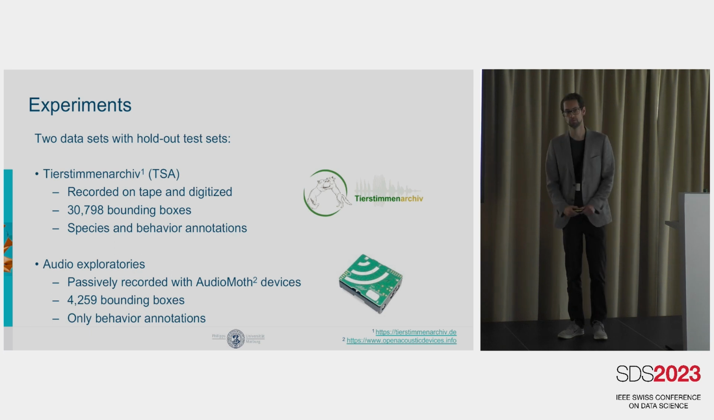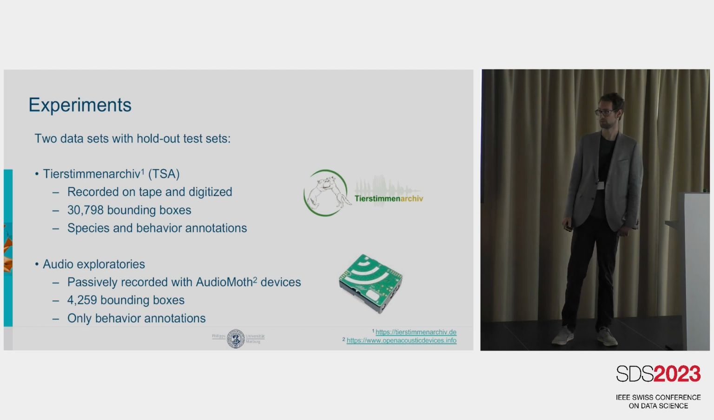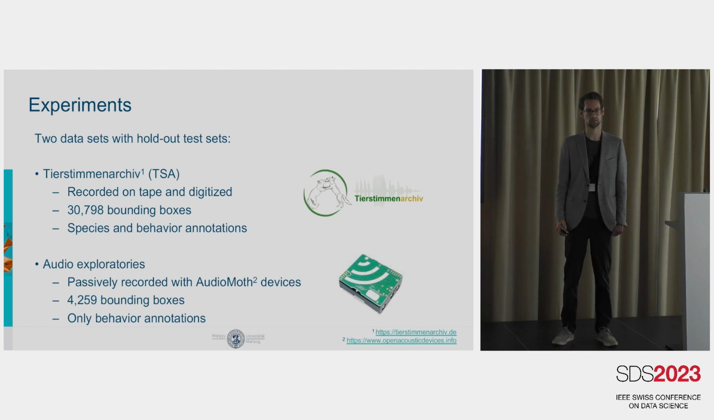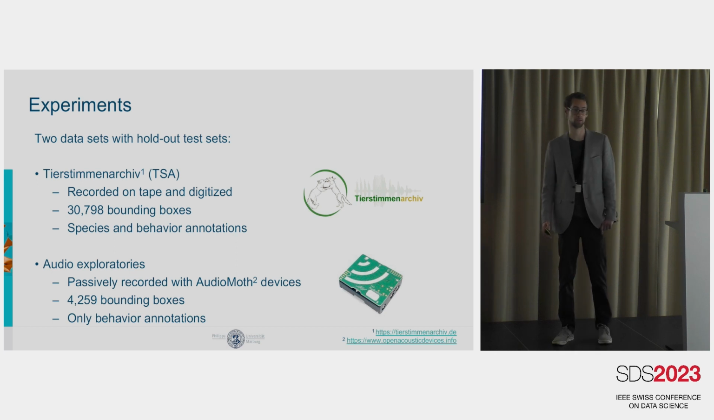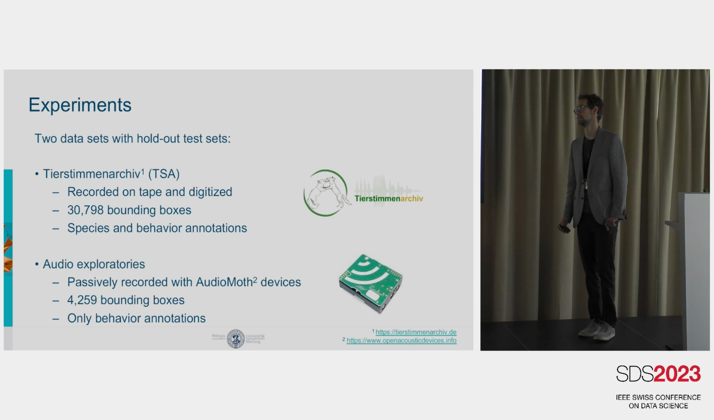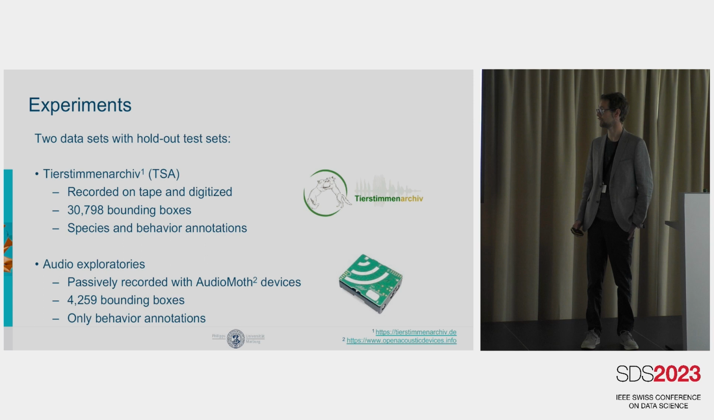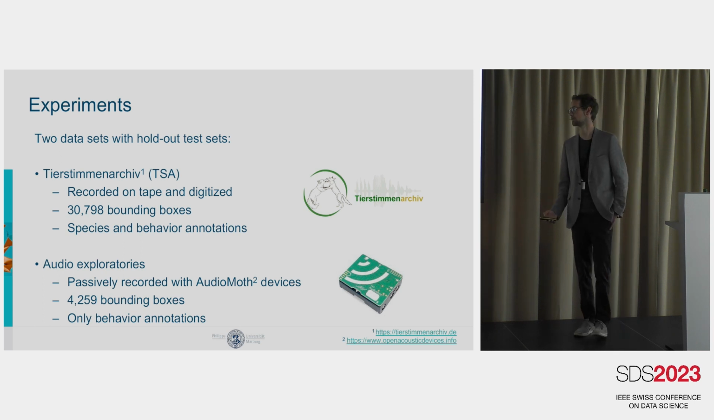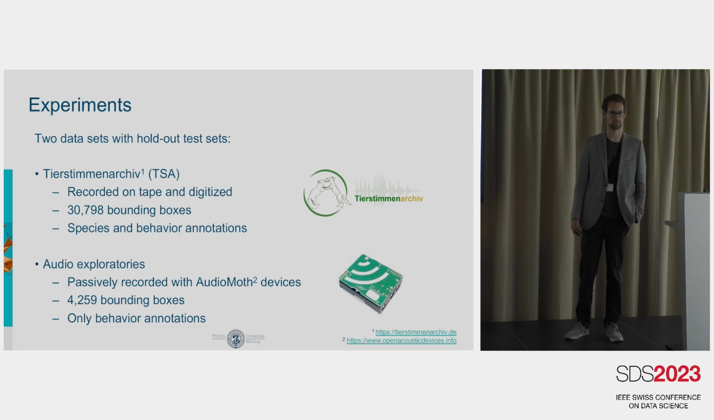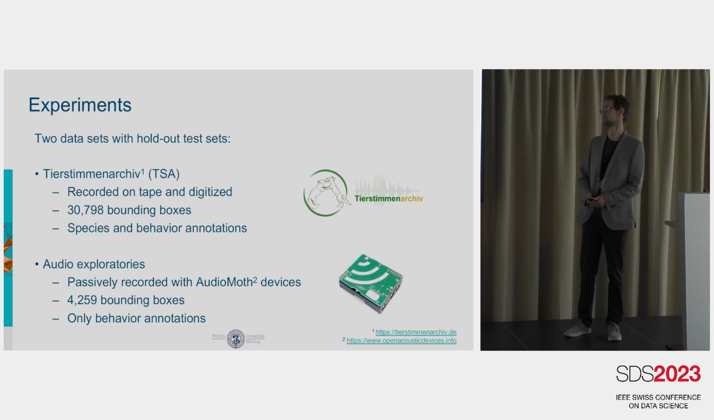In our experiments, we use 2 data sets. The first one is by the Tierstimmenarchiv from Berlin, which is a huge collection of animal sounds. The bat data we used was recorded on tape originally and later digitized. It also comes with notes made by the recordist about his recordings. Based on these notes, we annotated almost 31,000 bounding boxes, and each bounding box is annotated for behavior as well as for the corresponding species.